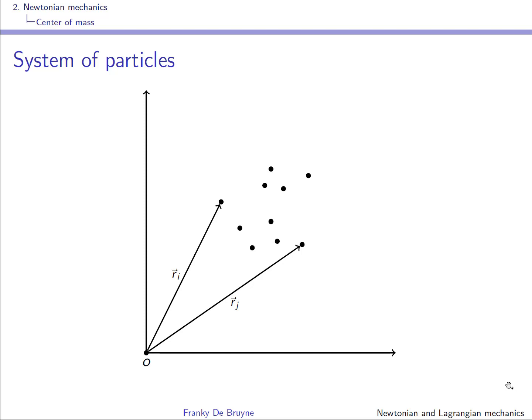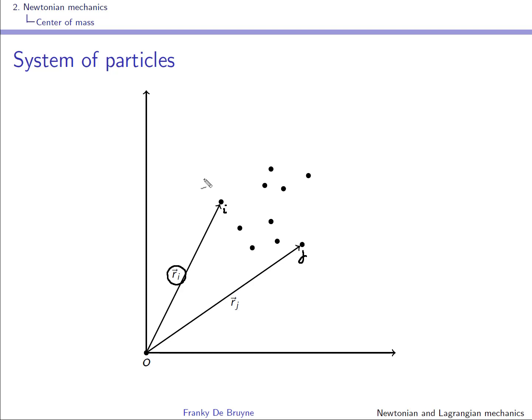So now we will generalize what we've seen to a system of particles. Here you see a system of particles, and this is particle i, this is particle j, and you have lots of other particles. The position vector of particle i is simply notated like this, right? We will see that on each particle, let's say i, of course there are different forces working on it.